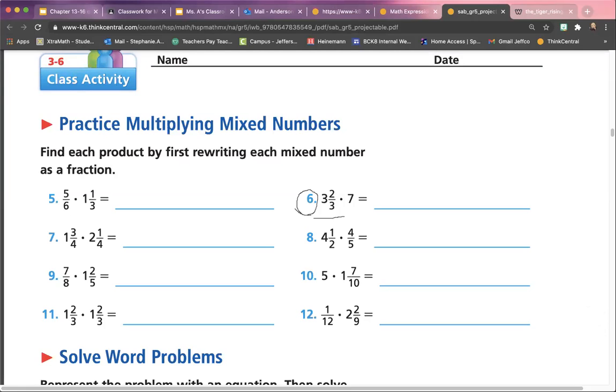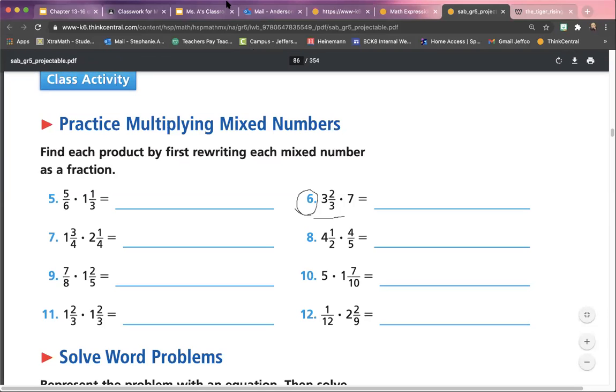So first of all, what we need to do is convert 3 2/3 into an improper fraction. Yes, sir. And what do I need to do that? So 1 is 3/3. So 3/3 times 3 is 9/3. Yes, sir. Plus 2 is 11/3. So we have 11/3. That's our improper fraction. Thank you, sir.